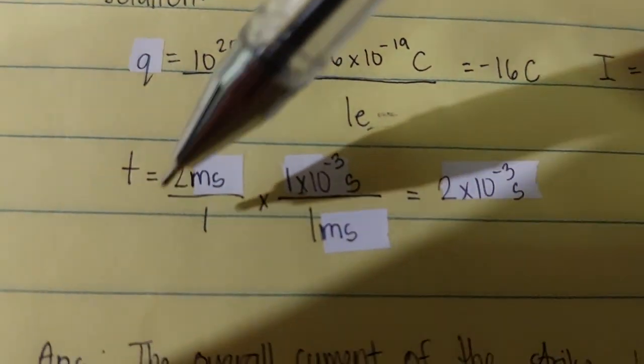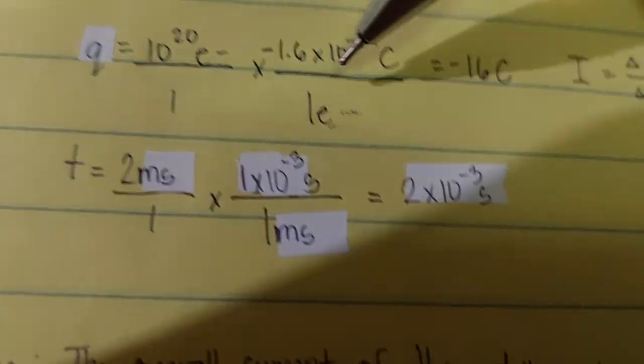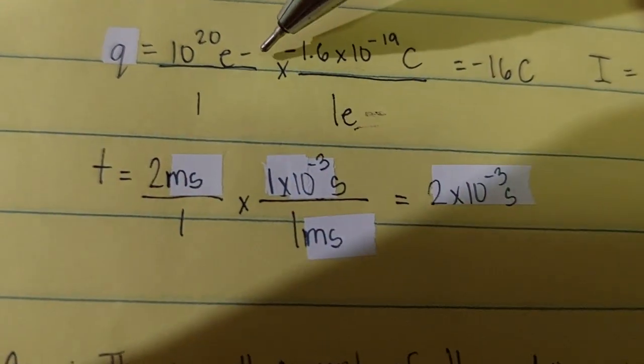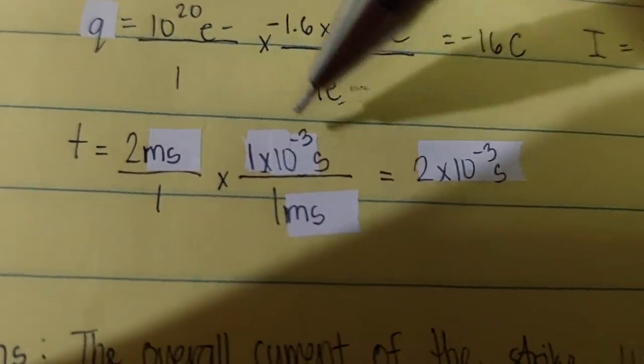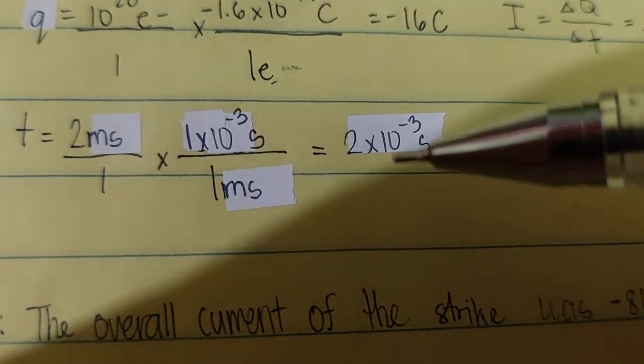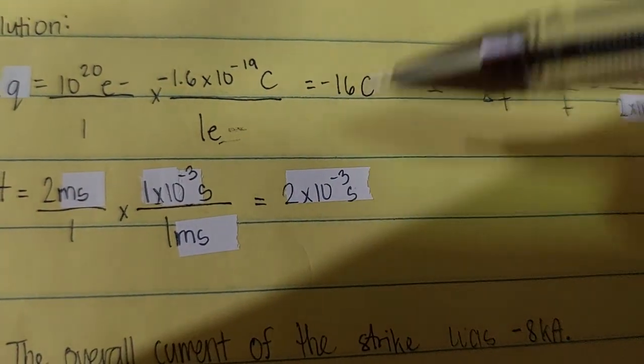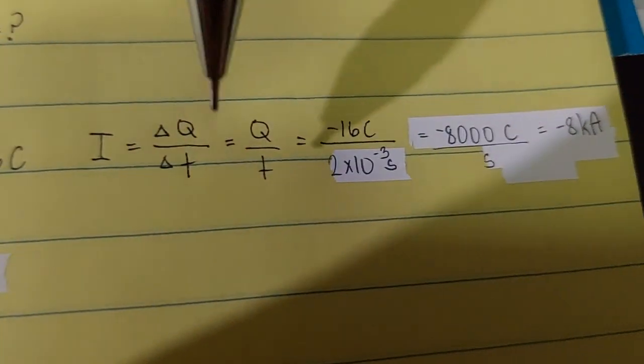And now for the time. We got 2 milliseconds, right? And that says milli, so 1,000 below 1 second, which is 1 times 10 to the power of negative 3 seconds. Convert that, and you'll end up with 2 times 10 to the power of negative 3 seconds. Now that we have both of these values prepped and ready, we can now solve for current.